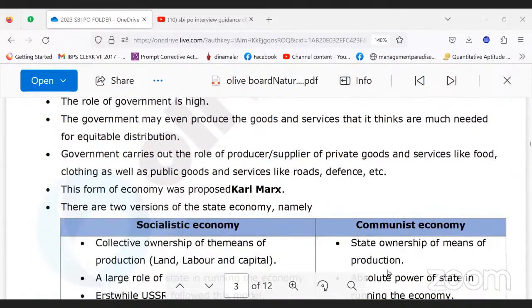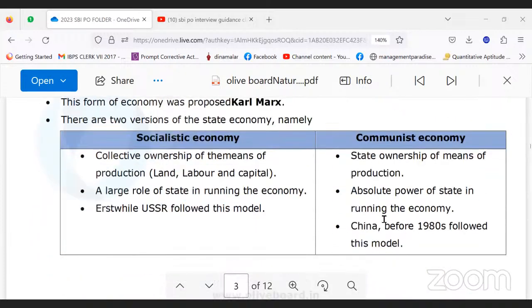This form of economy was proposed by Karl Marx. There are two versions of the state economy, namely socialistic economy and communist economy. The features of socialistic economies are collective ownership of the means of production like land, labor, capital, and a large role of the state in running the economy. The erstwhile USSR followed this model. The features of communist economies are state ownership of means of production and absolute power of the state in running the economy. China before the 1980s followed this model.